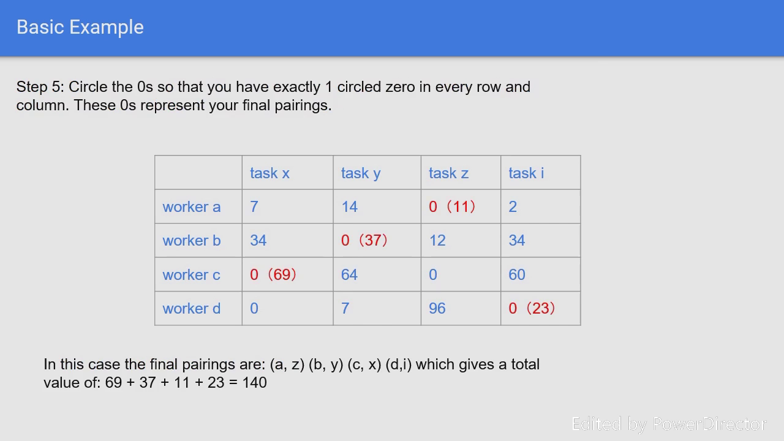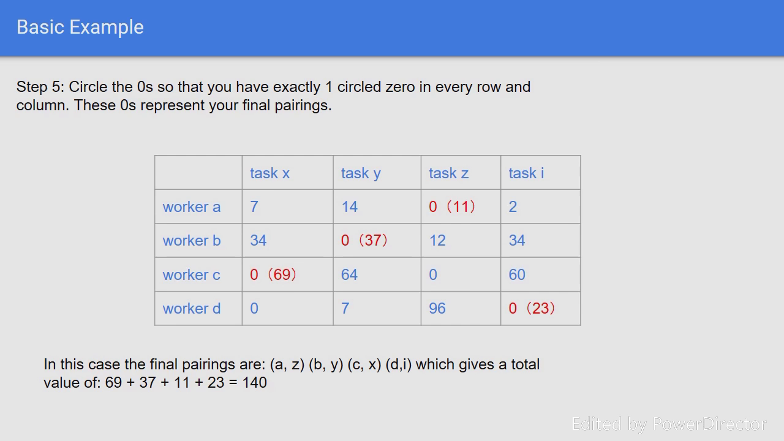The last step is to select the zeros in the table so that each row and column only have 1 zero selected. To make sure you get the correct pairing, start by circling the zeros in the rows that only have 1, and keep going until you have n zeros selected. In this case, the final solution actually ends up as the second try we did, with the pairings AZ, BY, CX, DI, creating the total 140.